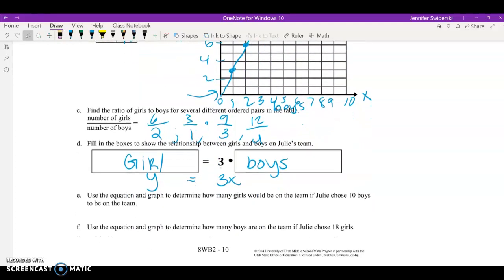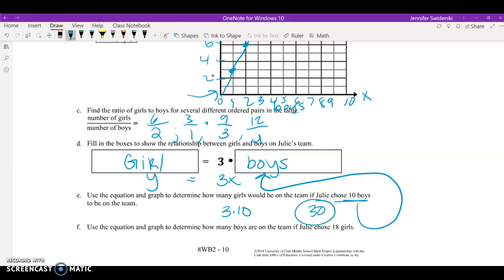Use the equation and graph to determine how many boys will be on the team if she chooses 10 boys on the team. Okay, or how many girls would be on the team. So I need to plug 10 in for boys. So 3 times 10, well, how many girls would be on the team? 30. Or girls, sorry, 30 girls.